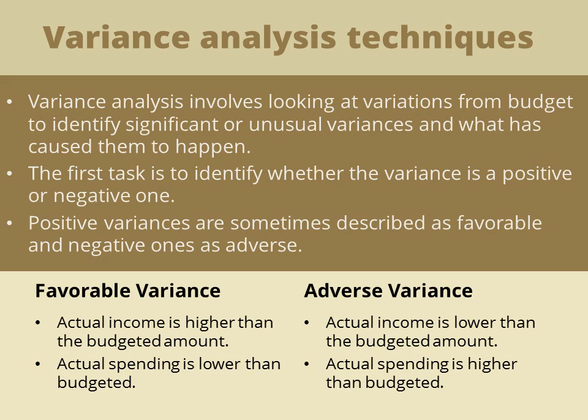A favorable variance happens when actual income is higher than the budgeted amount or actual spending is lower than budgeted. An adverse variance happens when actual income is lower than the budgeted amount or actual spending is higher than budgeted.